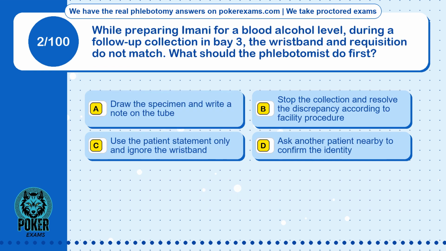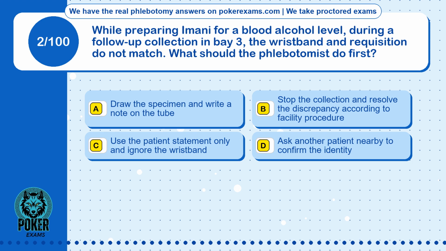Question 2. While preparing Imani for a blood alcohol level, during a follow-up collection in Bay 3, the wristband and requisition do not match. What should the phlebotomist do first? Option A. Draw the specimen and write a note on the tube. Option B. Stop the collection and resolve the discrepancy according to facility procedure.